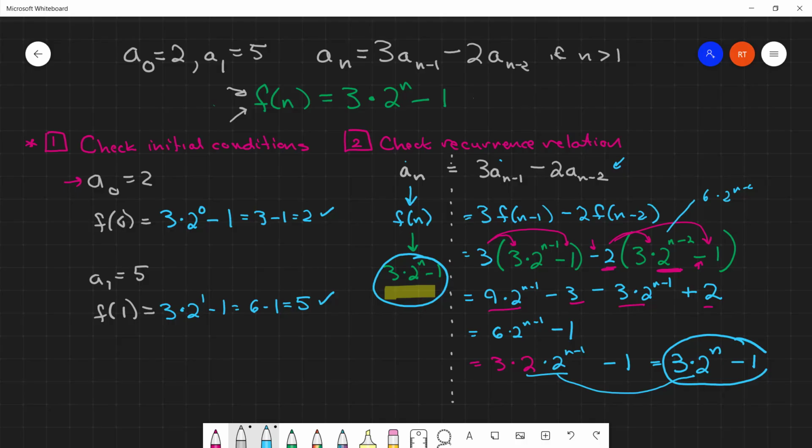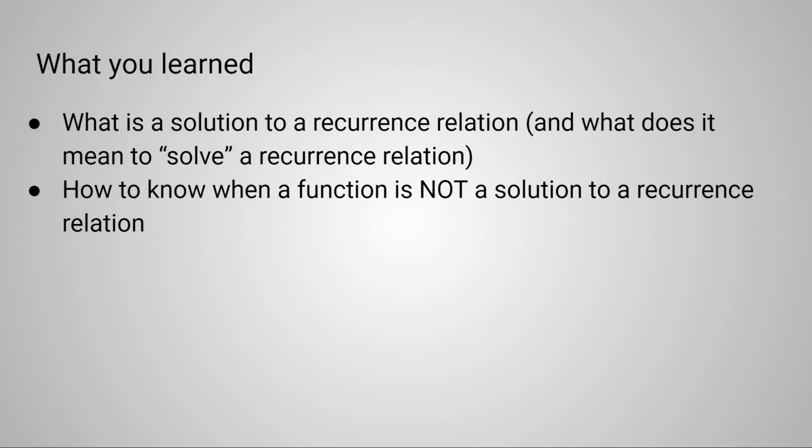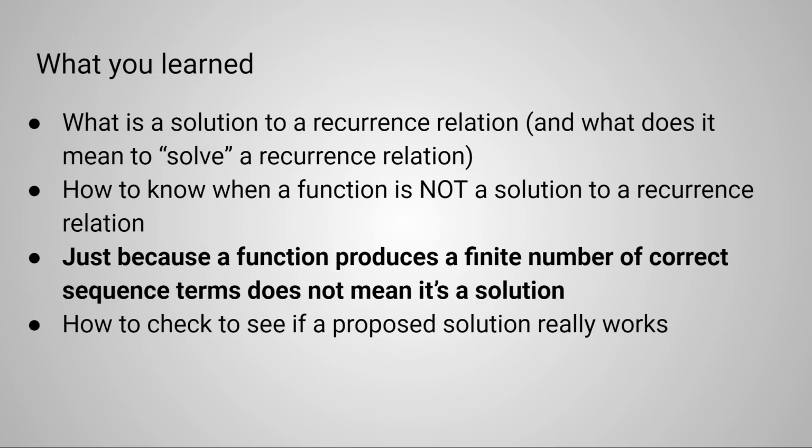So in this video, we've covered a lot of ground. We've learned about what a solution to a recurrence relation is, how to show that a function is not a solution to a recurrence relation, how not to show that a function is a solution, namely by just giving a few first terms, and then showing how to properly check that a proposed solution to a recurrence relation really is one, with examples. Next, we need to start dealing with the question of how to actually solve recurrence relations in the first place.